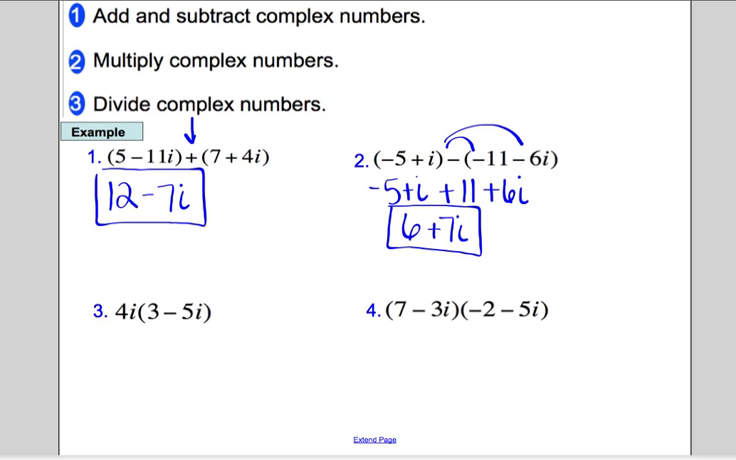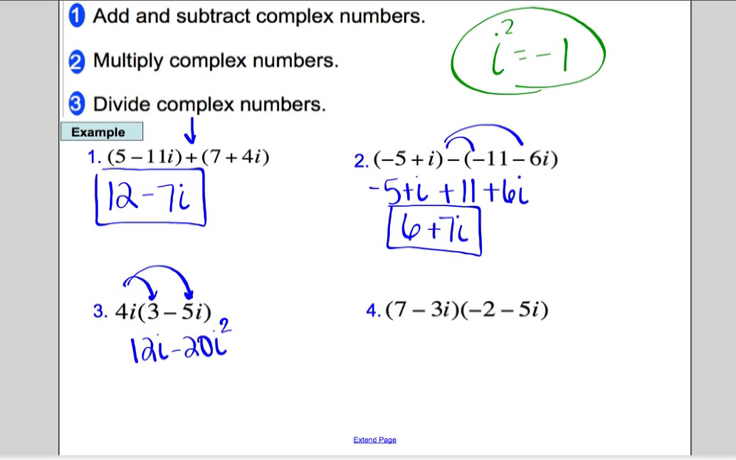Question number 3, distributive property. We're going to distribute the 4i to both pieces. We get 12i minus 20i squared. Now that we have an i squared involved, we have to do a little bit more work. Remember from earlier, we said i squared equals -1. So I can switch that i squared to be a -1. And -20 times -1 becomes positive 20. So this simplifies to 12i plus 20.